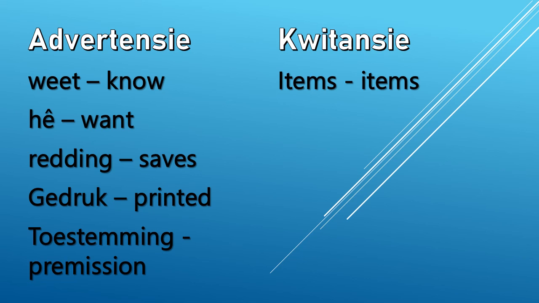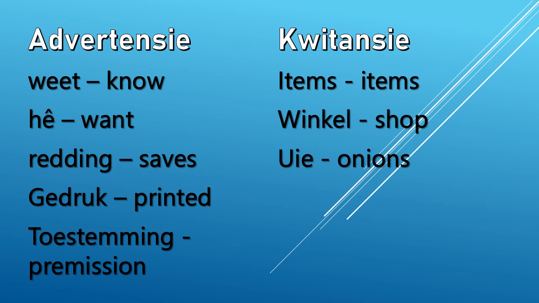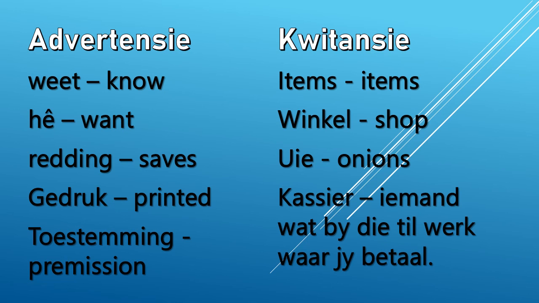Okay, then on the other side, page 123, we have a kwitansie. Remember, a kwitansie is a receipt when you go to the shops. Daar's items op die kwitansie, there's items. Wat by die winkel gekoop is, of 'n supermark, it means the same thing. Onthou, eie is onions. En 'n kassier is iemand wat by die til werk waar jy betaal, the person that works at the till.